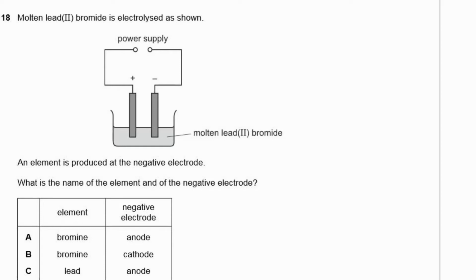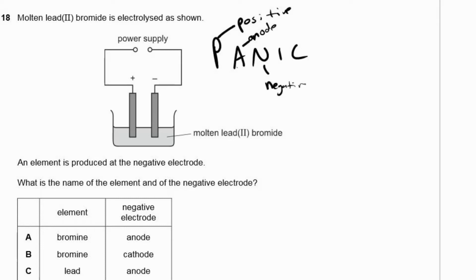Question 18. Molten lead-2 bromide is electrolyzed as shown. Okay, whenever you see electrolysis, before you even start looking at the rest of the question, you have permission to panic. Okay? Panic. We have positive anode, that's an A, and negative is cathode. Positive anode, negative is cathode. That's the only time you're allowed to panic in a science exam. Okay. Now let's read the rest of the question.